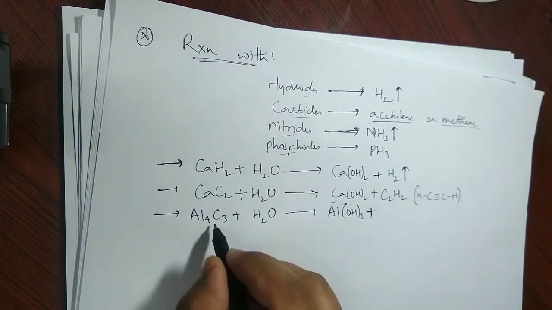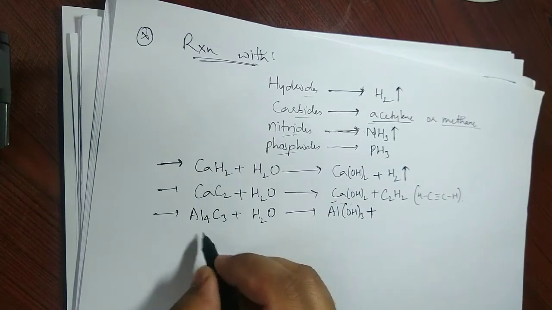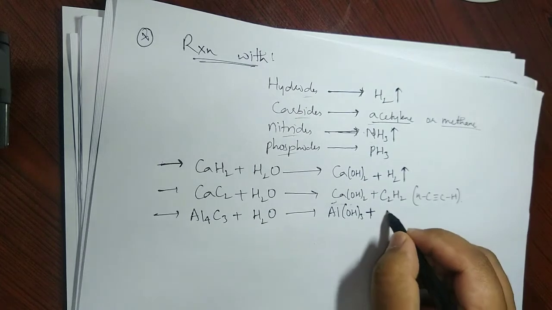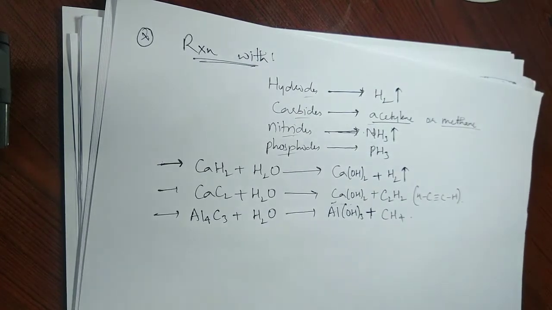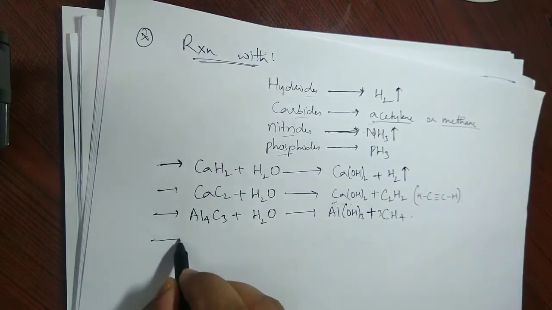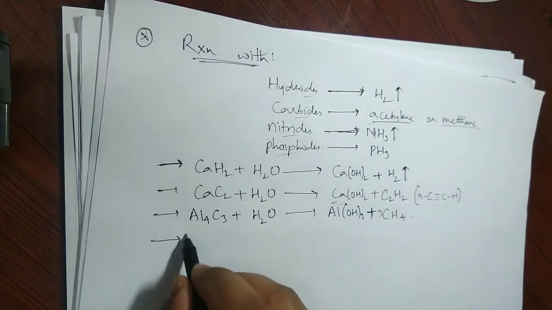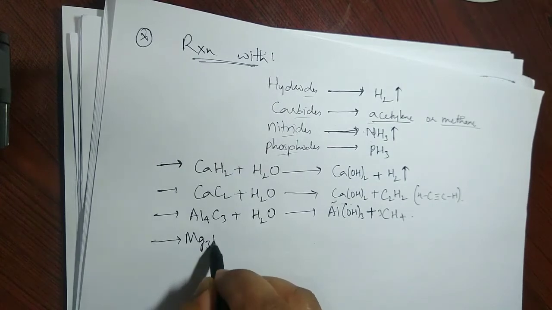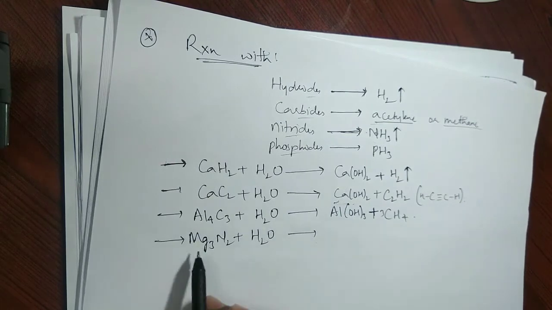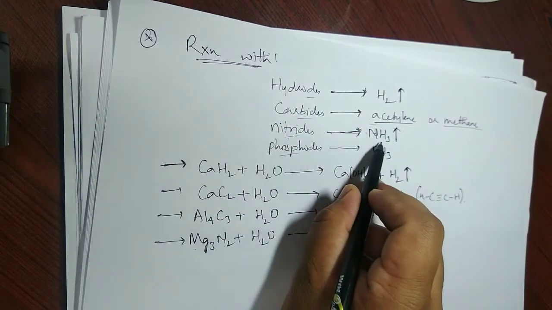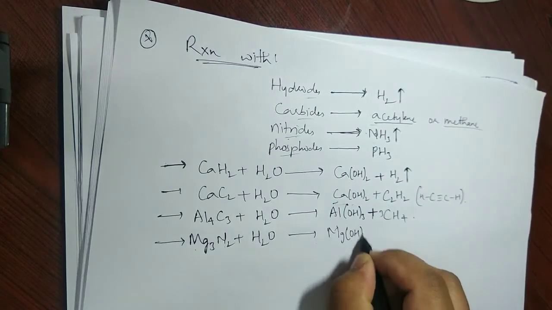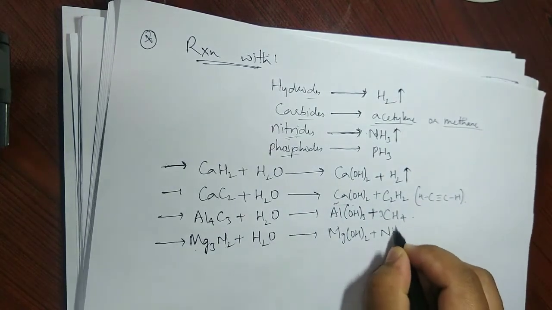And apart from this, since it is a carbide, it should be forming what? Ethyne if two carbons, otherwise methane. With three carbons, that is methane. Then if I write a reaction with magnesium nitride, Mg3N2 plus H2O, what should be the product? Nitride always will liberate what? Ammonia. So magnesium hydroxide plus ammonia.